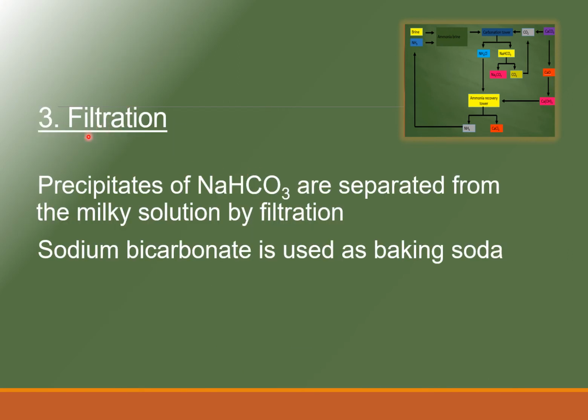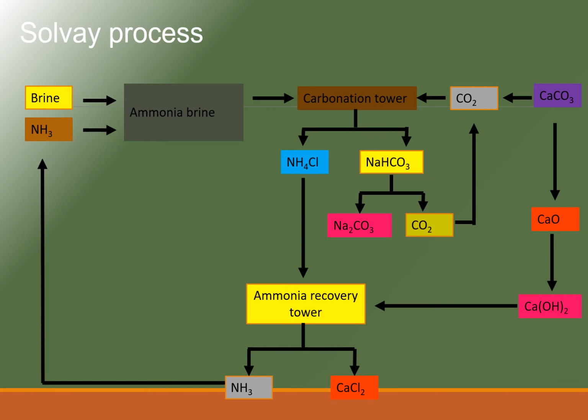Now the next step is the filtration. Precipitate of sodium hydrogen carbonate is separated from the milky solution by filtration. Sodium bicarbonate is used as baking soda. Now the next step is the calcination. In this step, sodium hydrogen carbonate is heated at high temperature to get sodium carbonate.